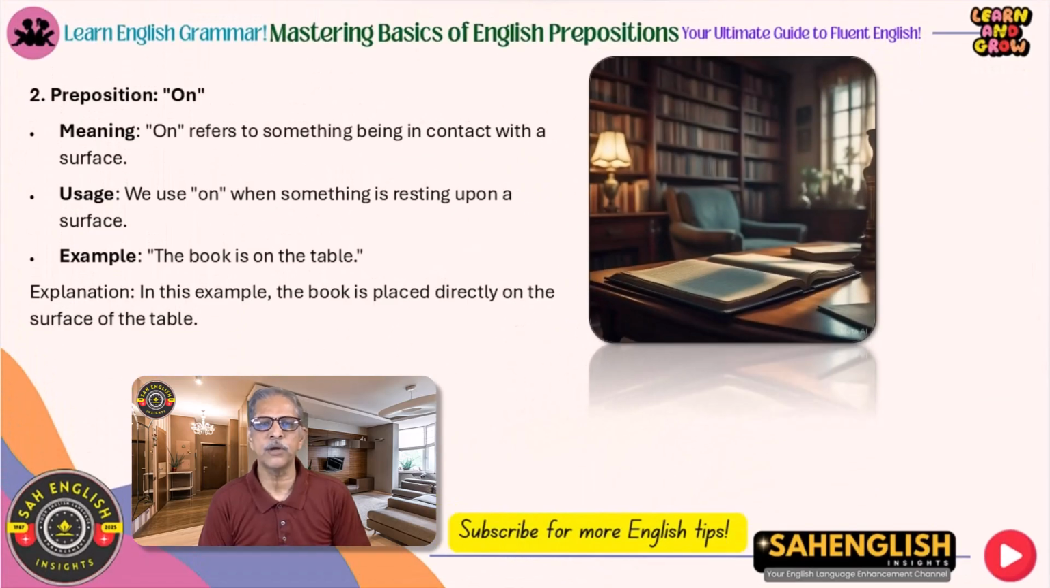2. Preposition on. Meaning: on refers to something being in contact with a surface. Usage: we use on when something is resting upon a surface. Example: the book is on the table. Explanation: in this example, the book is placed directly on the surface of the table.